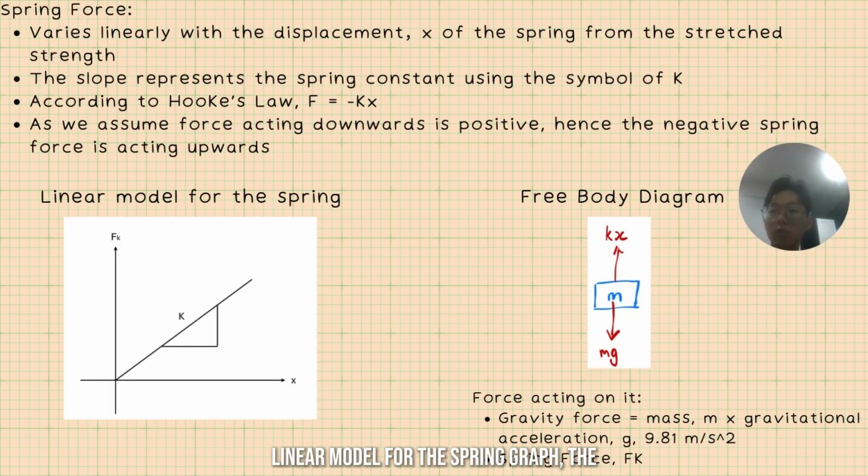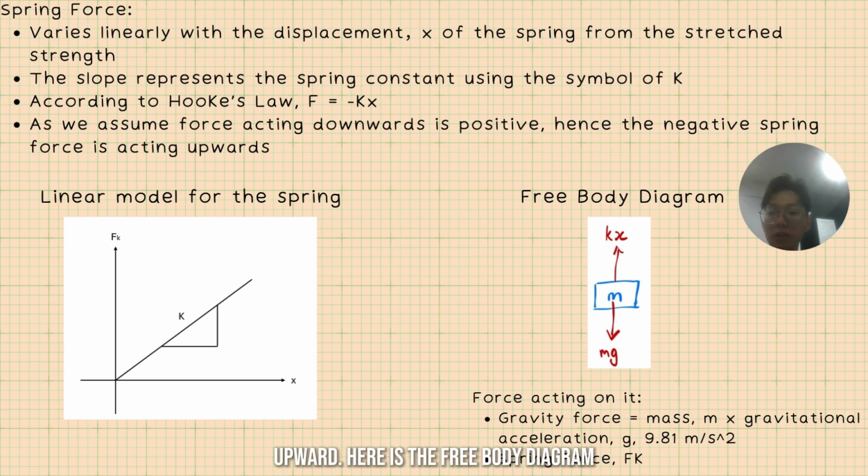As shown in the linear model for the spring graph, the spring force varies linearly with the displacement of the spring from the natural length. The slope represents the spring constant using the symbol k. Based on Hooke's law, the spring force F is proportional to displacement x with the spring constant k, giving F equals negative kx, where the negative sign indicates the force opposes the displacement. As we assume the force acting downward is positive, hence the negative spring force is acting upward.